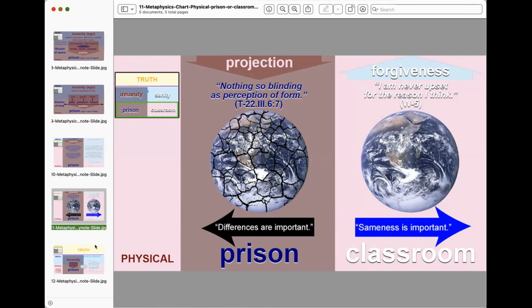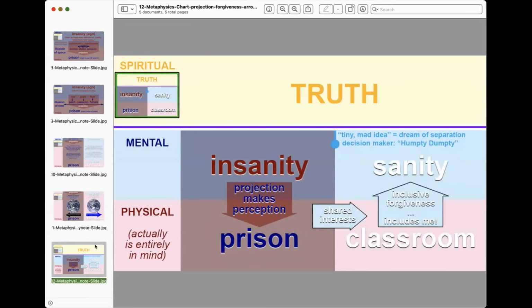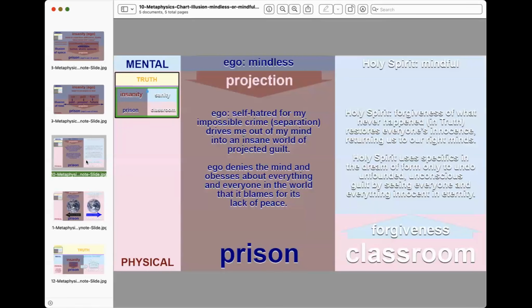Okay, and then one more graphic in this series. So I put in this one, just under the physical label here on the lower left, it actually is entirely in mind. So again, the Holy Spirit wants to, as the second to last slide was showing, always have us be mindful instead of mindless. It's basically always reminding us that we're not bodies, as the most recent workbook lessons in the calendar series we've been doing are suggesting.